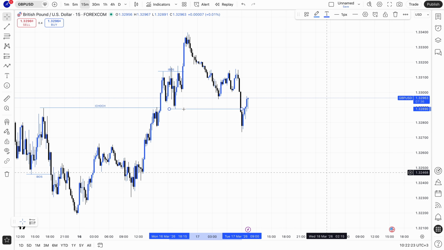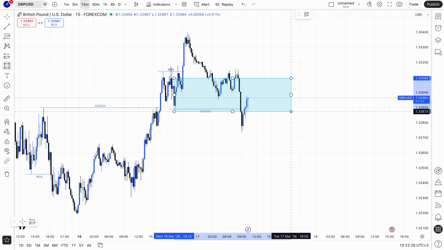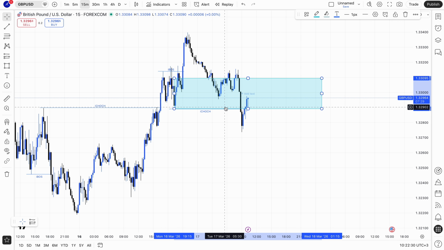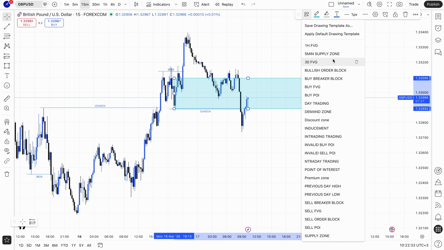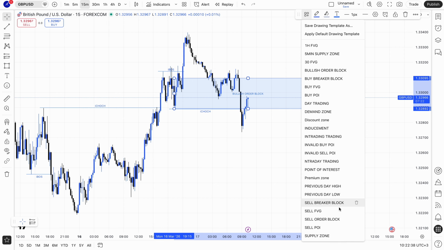we had this change of character, we had our order block, which was here, a buy order block. After this order block was disrespected, it was another block. After being disrespected, it turned into our sell breaker block.